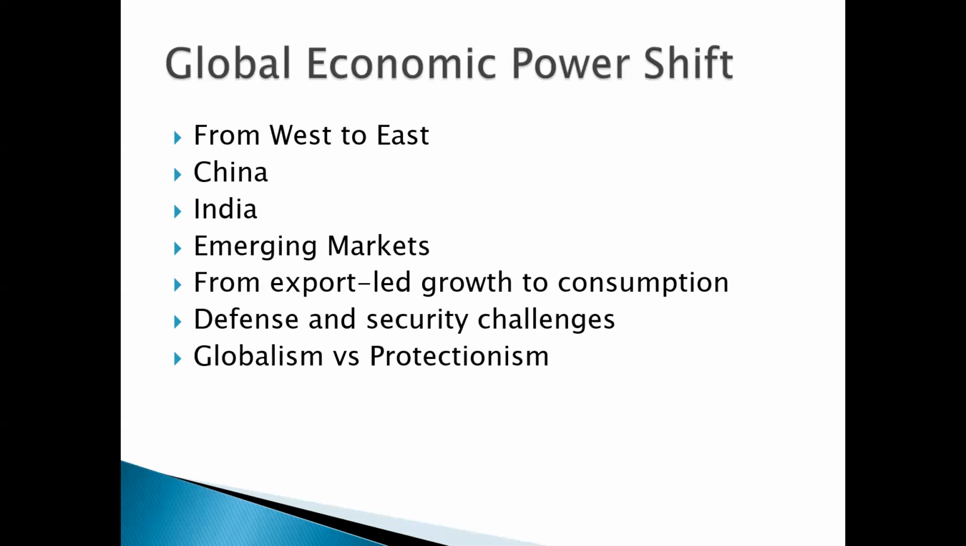Of course, on a global scale, that raises defense and security challenges for the US and others, as we see some of the current saber rattling that goes on between the US and China, and battles between globalism, what we've been experiencing with exports for many years, versus protectionism, where you want to protect certain domestic markets. And that is an ongoing battle that will always be there, but still globalism and a global economy, I believe, is here to stay.